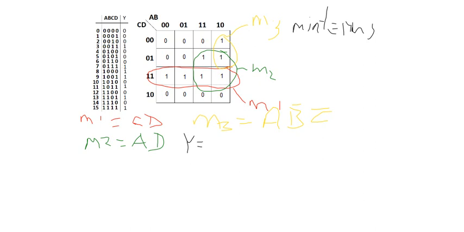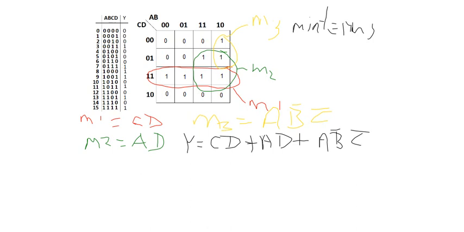CD, or AD, or A, B naught, C naught. Now you could, well, I did that wrong. See, that shouldn't be an A naught there. All right, CD, AD, A, B naught, C naught.